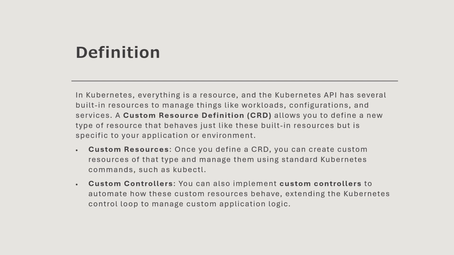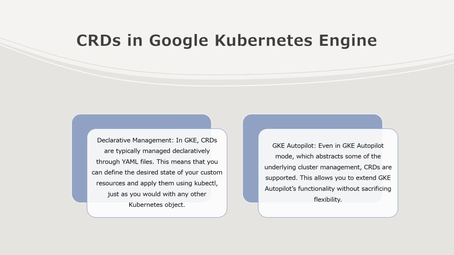Example use case. Imagine you are managing a custom application that requires managing database connections as a first-class object. By defining a CRD for database connections, you can handle these objects natively within Kubernetes, just like handling pods or services.